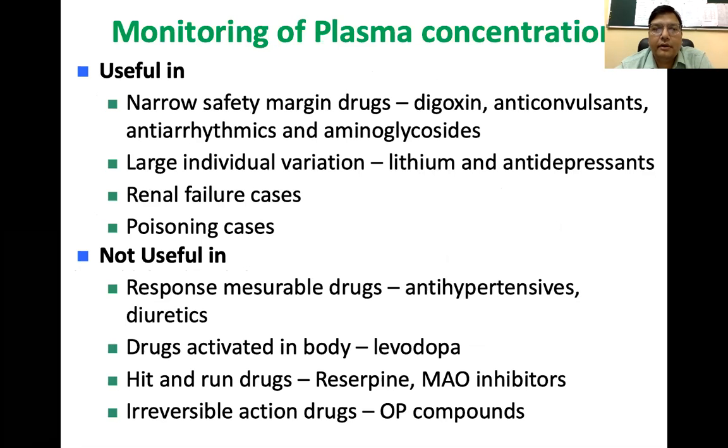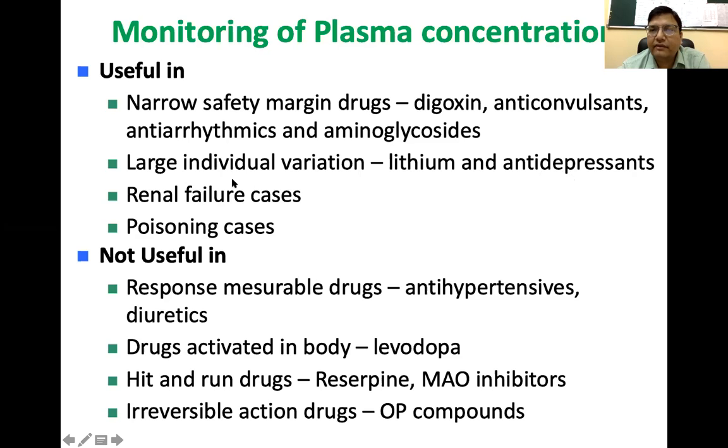Then why do we need monitoring of the plasma concentration? Plasma concentration monitoring is required when we are using a narrow safety margin drug such as digoxin or anticonvulsants. So we monitor the plasma concentration of these drugs so that we do not get toxicity. A second very important factor for plasma concentration monitoring is that there is large inter-individual variation with lithium and the antidepressants. So, to each his own, people are not alike. There is large inter-individual variation with these drugs, so we do monitor these plasma concentrations.